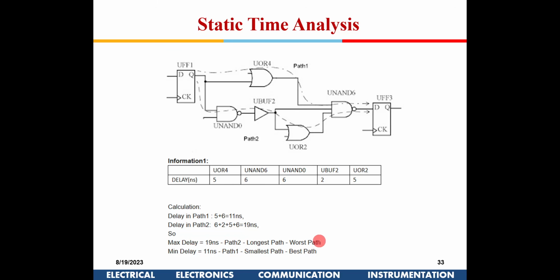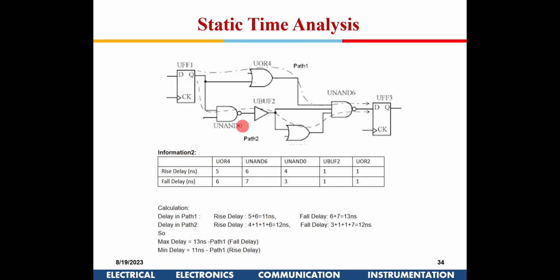I compute the max delay and the min delay, that is the worst path and the best path, okay. So I use the worst path for my setup slack and the best path for my hold slack, okay. So this is how I do it.